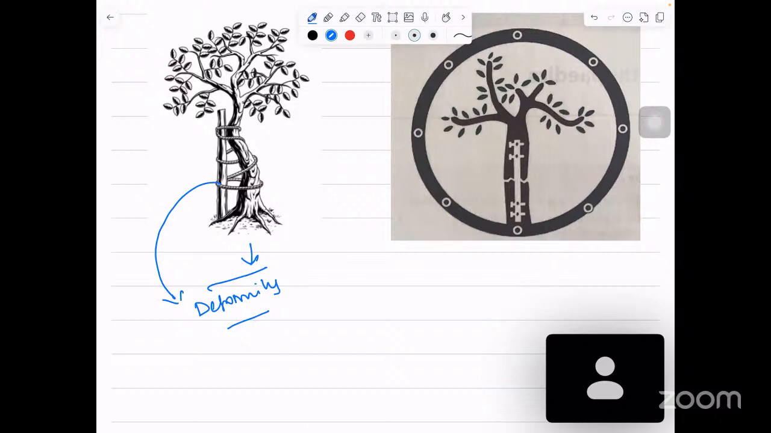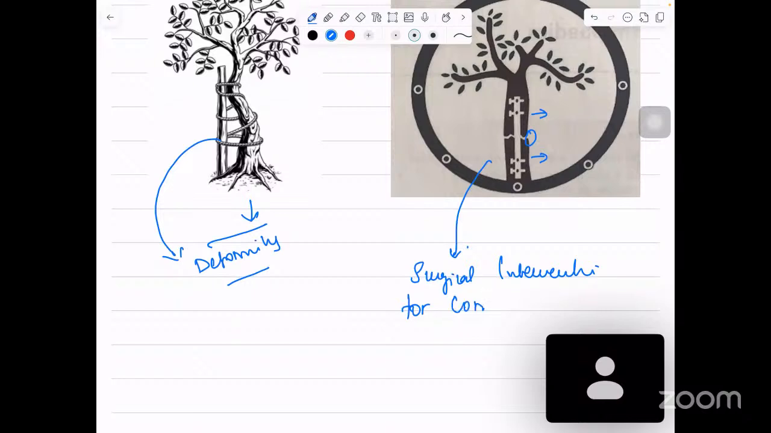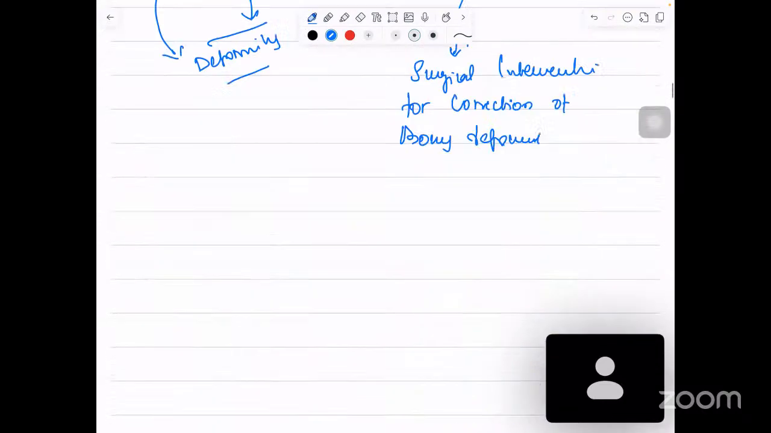In the past 2 or 3 years, another new symbol has been revisited. This is a symbol which means a deformed trunk has been cut and straightened with a rod and screw, which implies that surgical intervention for correction of bony deformities has been advocated. So this is the latest symbol.